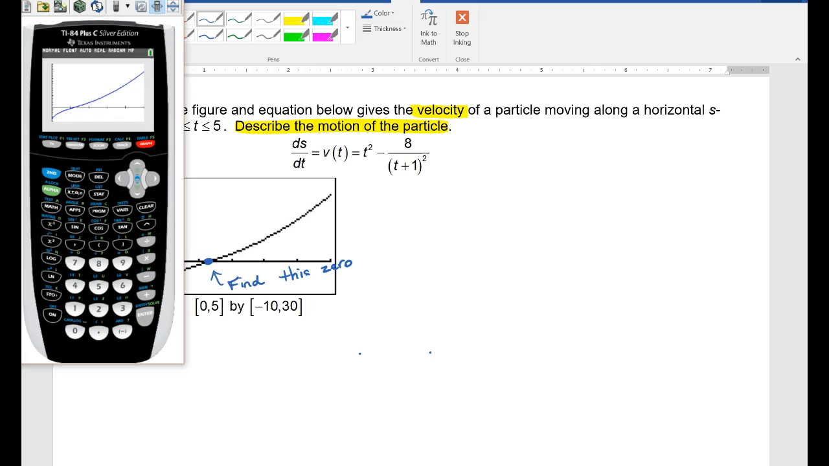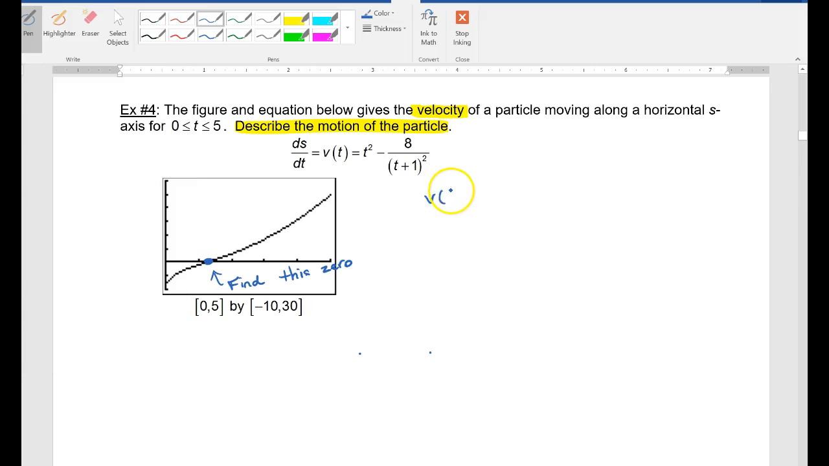Then you just do second, find the 0. What's the 0? Did you guys get it? 1.254. Great.